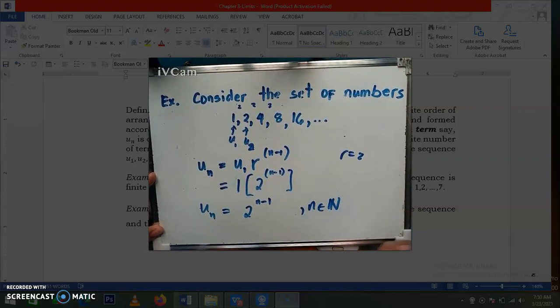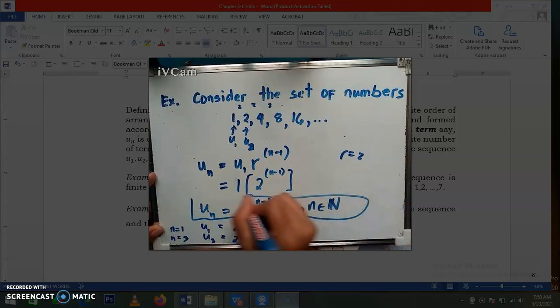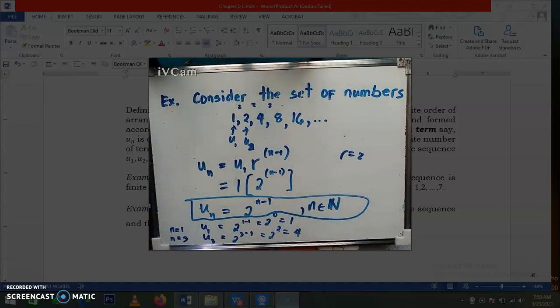So let's try to check. If n is 1, u sub 1, the first term, is 2 raised to 1 minus 1, which is of course 2 raised to 0, which is equal to 1. Now if n, for example, is 3, then the third term of the sequence is 2 raised to 3 minus 1, using this formula here. So this is 2 squared, which is equal to 4. It means the third term is 4. So that's it.